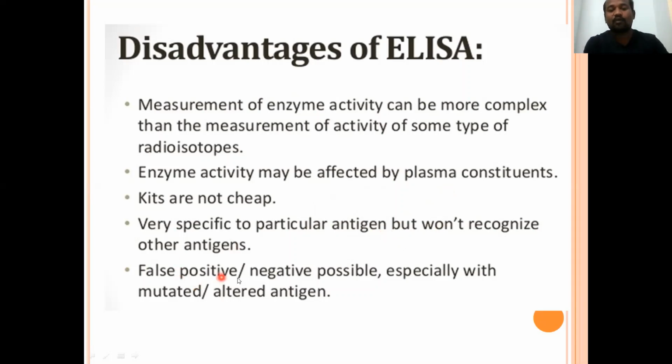Then there may be some false positive and negative reactions due to altered or mutated antigens. In some cases, for example, an HIV patient may have an antigenic shift or mutation of the antigen. So at that time there may be a possibility of negative results.